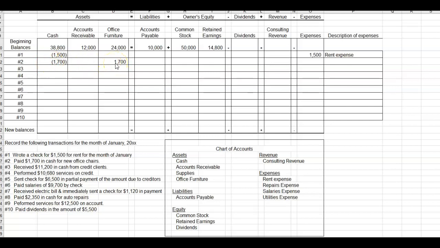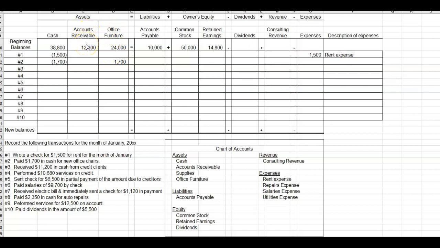Transaction 3. Received $11,200 from credit clients. So what accounts are involved, and do their balances increase or decrease? Well, cash is involved because we received cash from customers, so we're going to increase cash by $11,200. Credit clients means customers who owe us money. The amount of money receivable from a customer is recorded in accounts receivable.